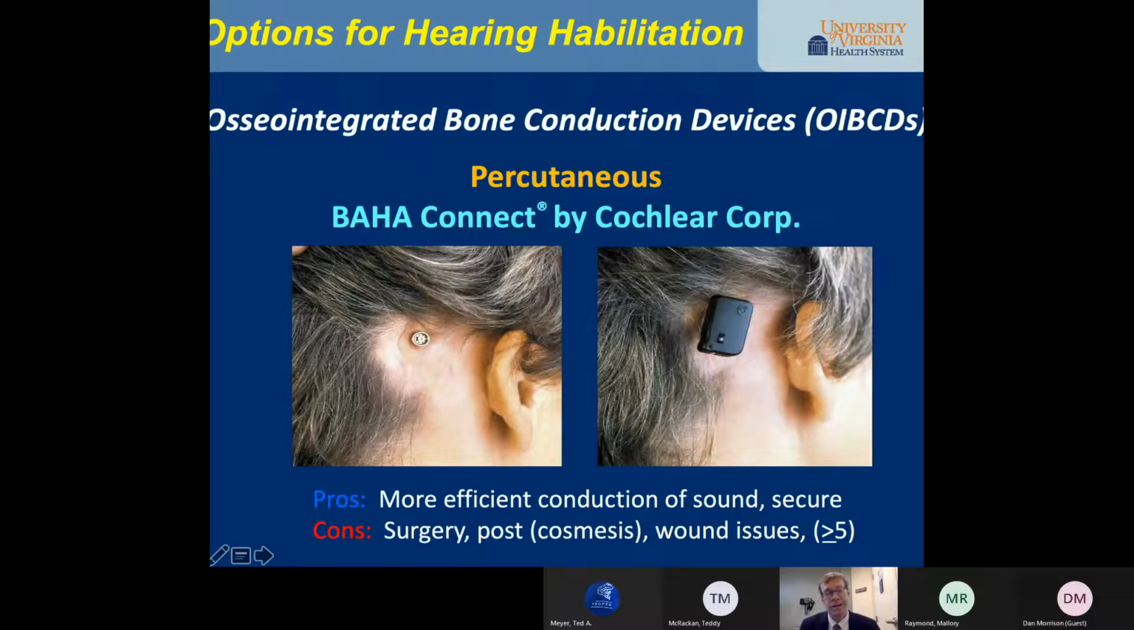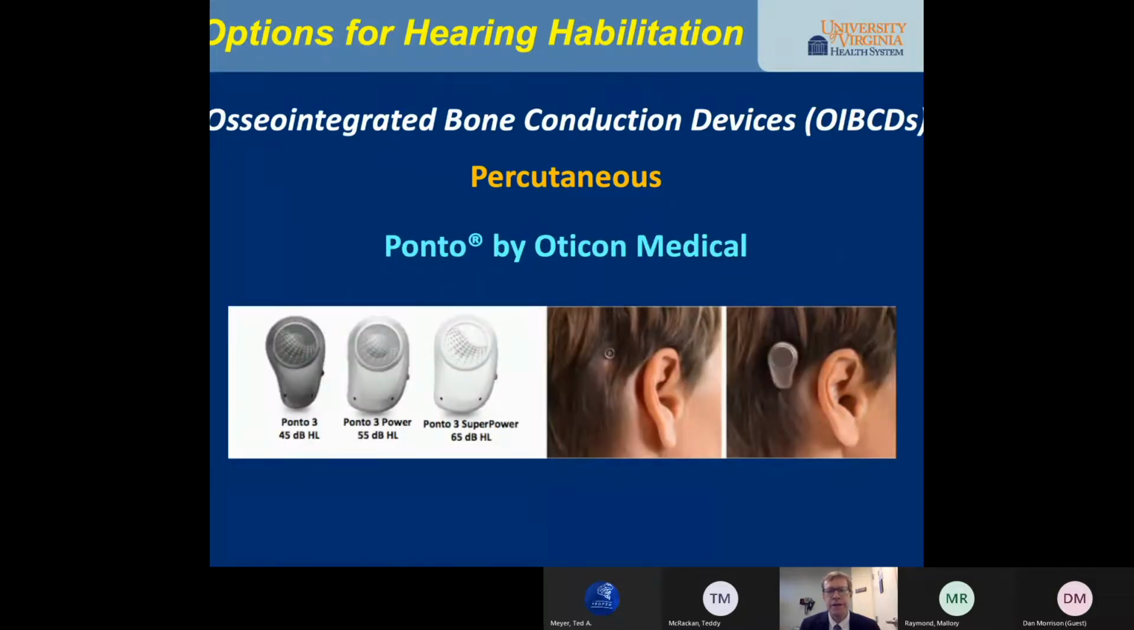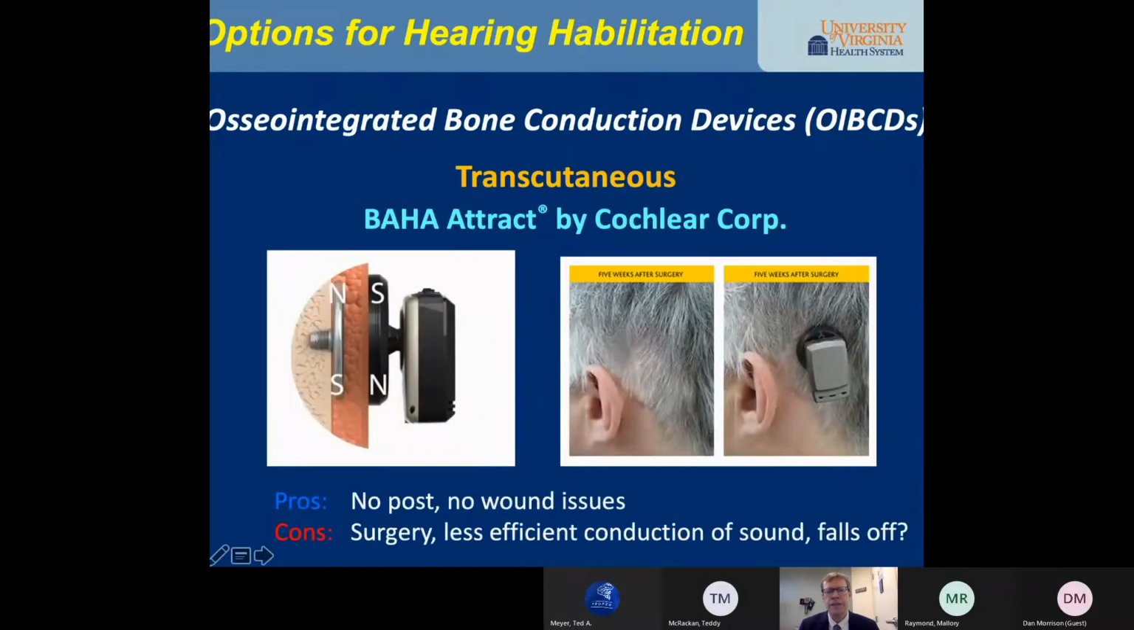And then if you've done one of these, you've had wound issues and skin issues, and they can be pretty challenging. The Ponto by Oticon is another percutaneous, comes through the skin device. The transcutaneous devices include the Baha Attract, so there's no post, so nothing is coming through the skin, so that obviates any of the wound issues that we had in the percutaneous devices. But it requires surgery and there is less efficient conduction of sound. There's a fall off in the high frequencies so that sound energy still has to be conducted through the scalp and the soft tissue. And so there's a fall off in the efficiency of sound conduction.